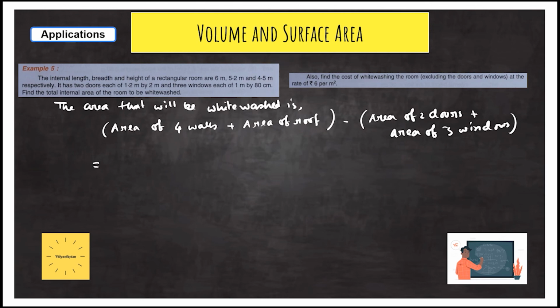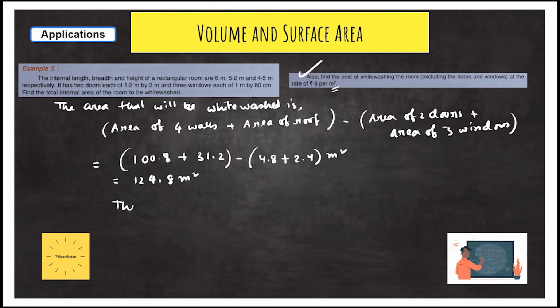So the area of the 4 walls was 100.8 plus area of roof was 31.2 minus area of 2 doors which was 4.8 and area of 3 windows which was 2.4 meters square. So ultimately the area that needs to be whitewashed is, after calculating we will find it out, 124.8 meters square. So now the cost, also find the cost of whitewashing the room excluding the doors and windows at the rate of 6 per meter square.